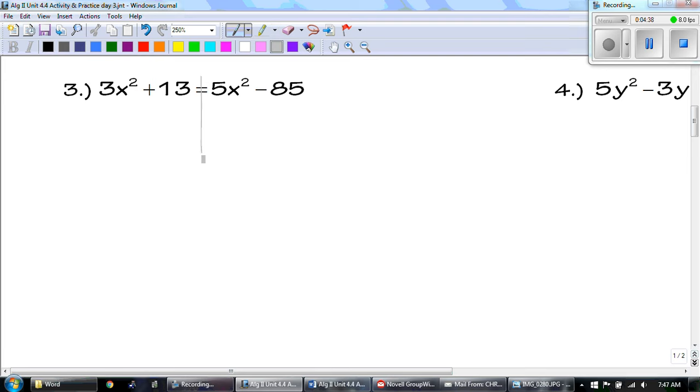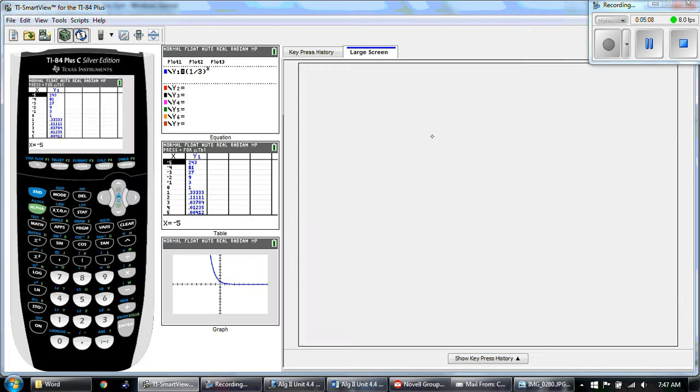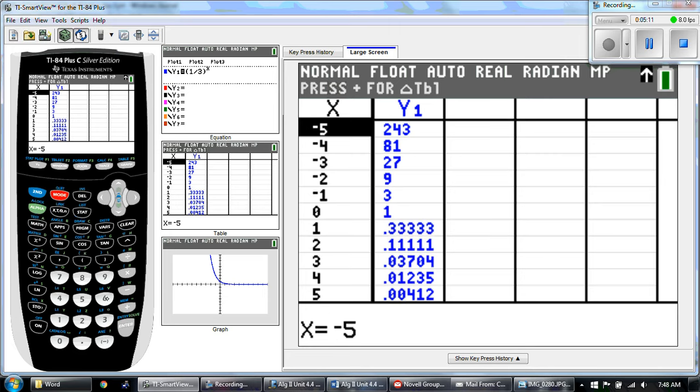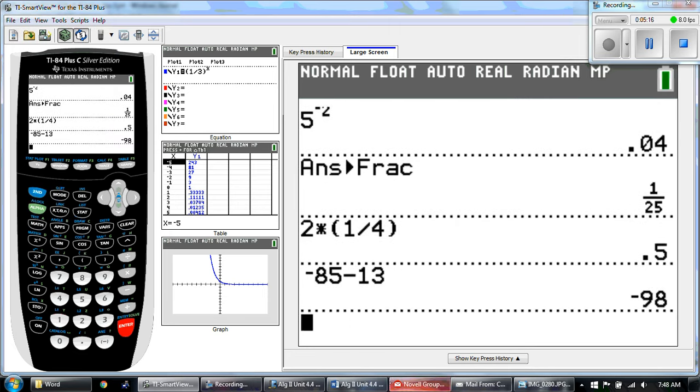All right, number 3. I need to look at my leading coefficients, and I'm going to move the smaller one. So I'm subtracting 3x squared. I'm subtracting 13. Everything on the left cancels, and I'm left with 0 equals 2x squared minus, off the top of my head, it's early, I'm tired, negative 85 minus 13. What'd you guys get? Negative 98.